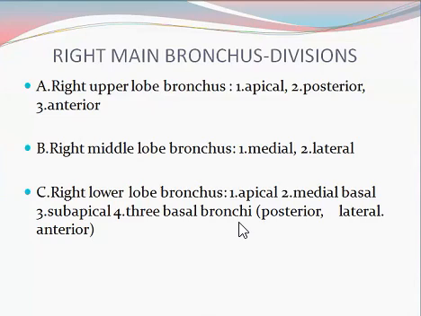The right middle lobe bronchus produces the medial segmental bronchus and the lateral segmental bronchus. The right lower lobe bronchus produces an apical segmental bronchus, medial basal segmental bronchus, subapical segmental bronchus, and three basal bronchi, that is posterior, lateral, and anterior. This is how the right main bronchus divides, and each segmental bronchus further divides, as you know, into terminal bronchi and so on.